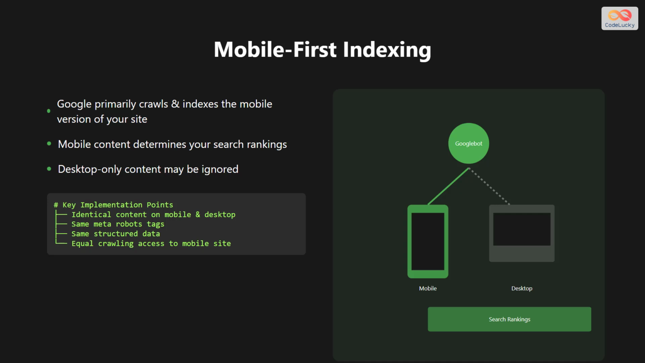For effective mobile-first indexing, it is important that you have the same content on both mobile and desktop. Also, the meta robots tag should be the same on both versions of the site. Same is the case with structured data. Finally, you need to ensure that Googlebot has the same level of crawling access to both versions of the site. In short, optimize your mobile site to be the primary version of your website for the search engines.